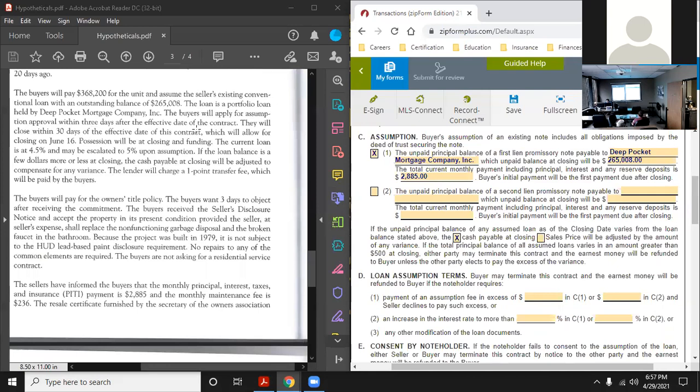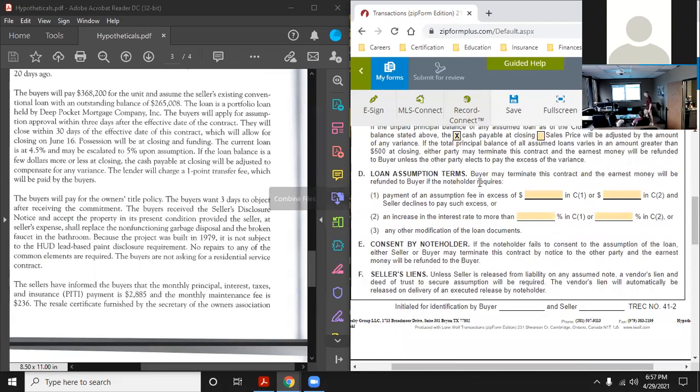So it's just the one lien that you're assuming there. If the loan balance is a few dollars more or less at closing, the cash payable at closing will be adjusted to compensate for any variance. So that's what this is saying here, is that if anything's a little bit different, it'll change the cash payable, not the sales price at closing.